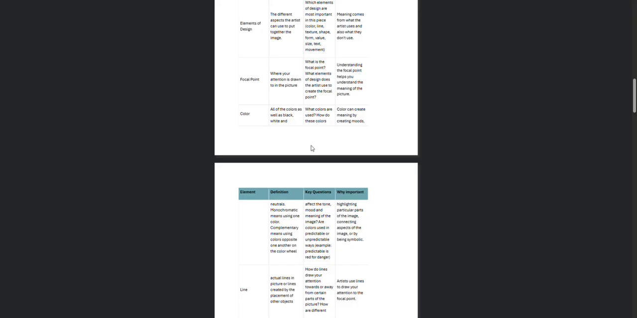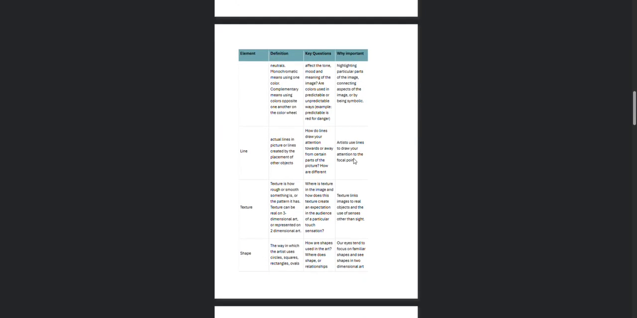Color, the use of color or the lack of color can be meaningful. It can be used to draw your attention. It can affect the tone of the image. Some colors are symbolic. For example, red is symbolic. We use that to indicate love, but we also use it to indicate things like stop.